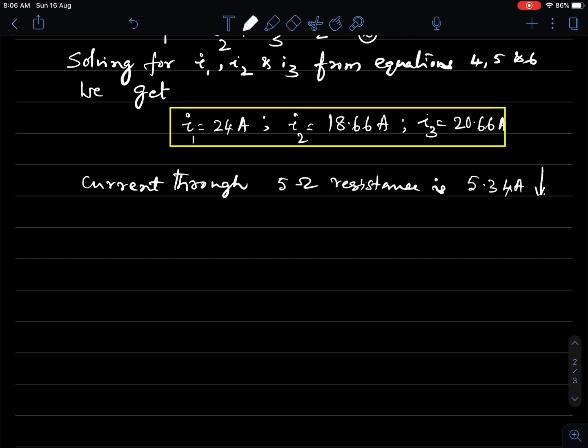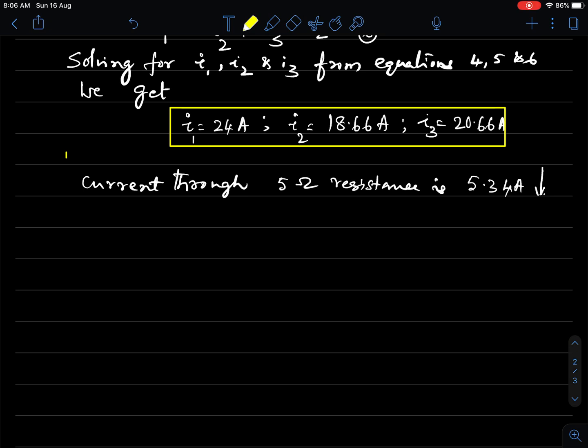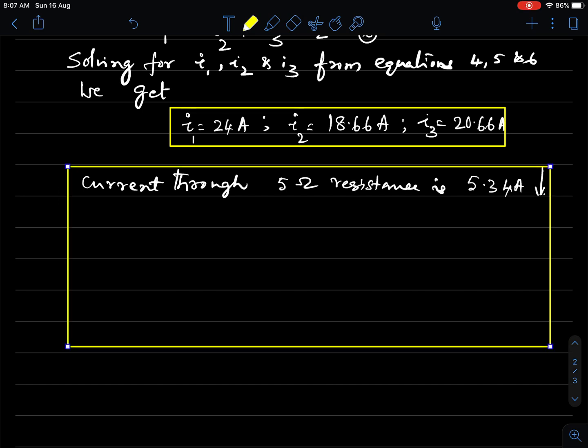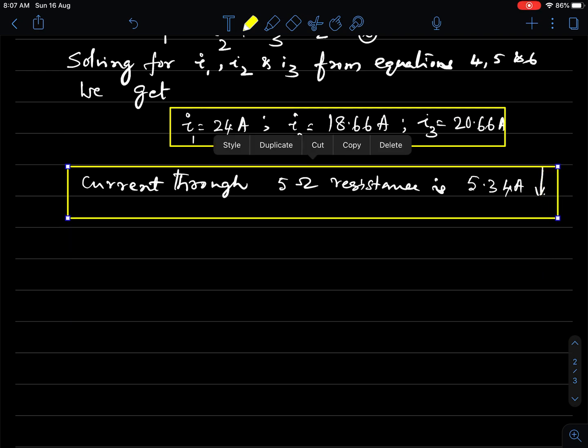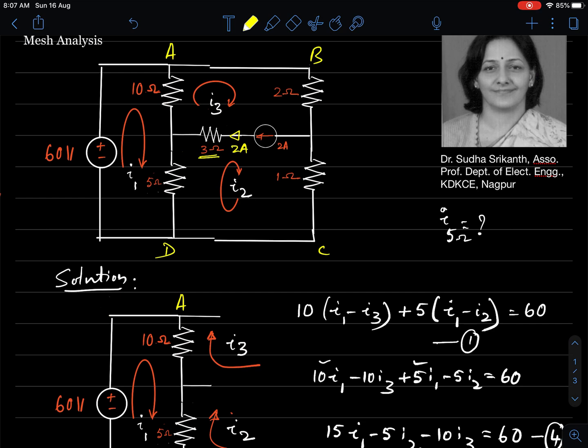So that completes the problem. I will enclose this also in a box. Oops, I will be a little slower, then maybe it will take now. Okay, done. That completes the problem. 5.34 amperes is flowing through this 5 ohm resistance, like this. This is 5.34 amperes. That completes the problem. You're supposed to do it this way.